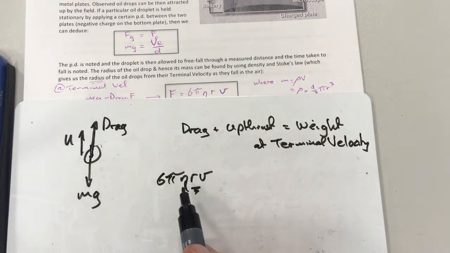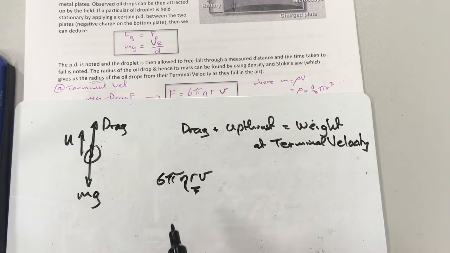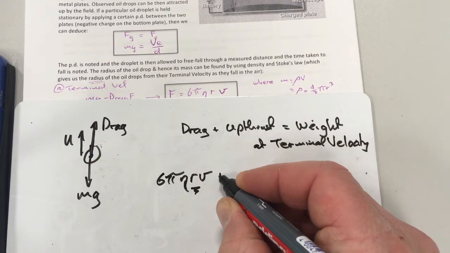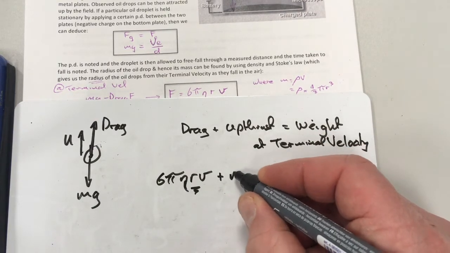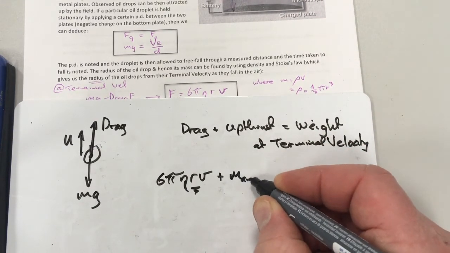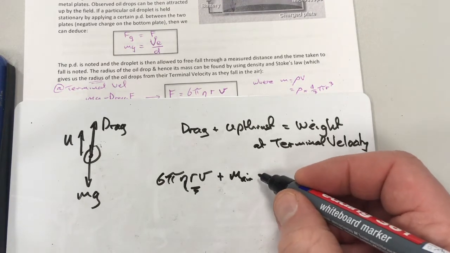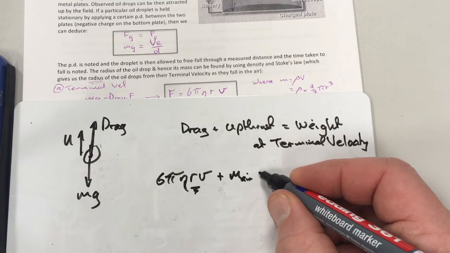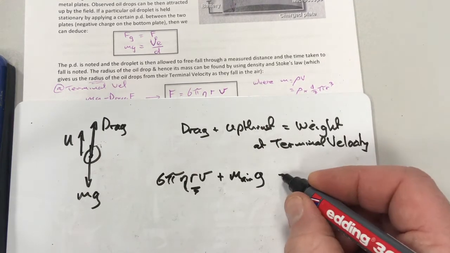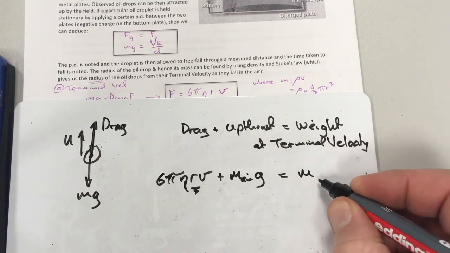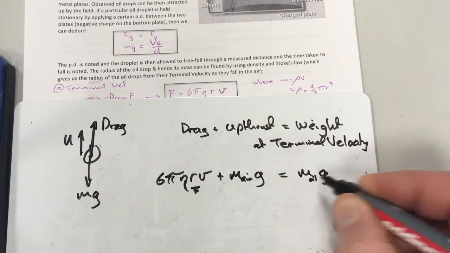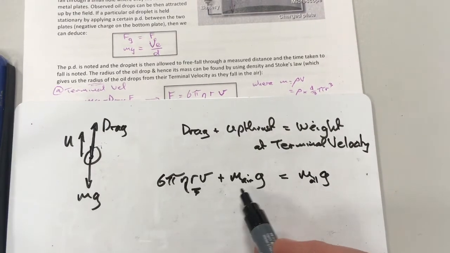He has the stickiness, the viscosity of the air that it's falling through, and there we have a constant. So I need to add on my upthrust, which is the mass of the missing air, times by gravity, which is equal to the weight of the oil times by gravity. So oil. Now, how do we get the mass?